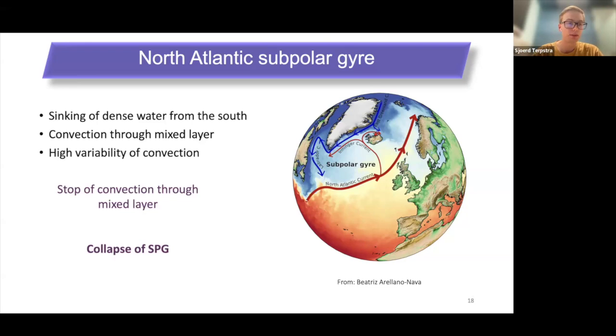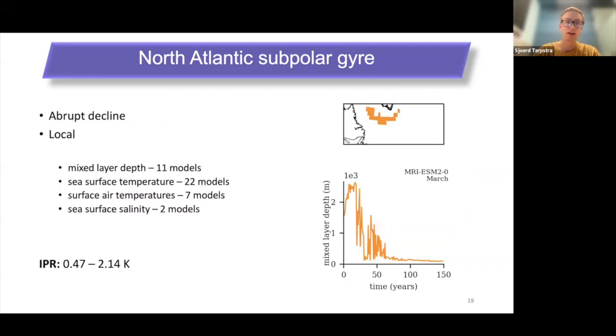What's important to know is that in this system, you have a lot of variability in the convection, which was one of the reasons for adapting the abruptness measure, as I told earlier. And the tipping in this system is normally seen as the collapse of convection in the subpolar gyre. What we specifically look at is abrupt changes in the surface temperature, so if there is a strong cooling, or if the actual convection stops. Now the system is relatively localized, because convection itself is often quite a local process in these models.